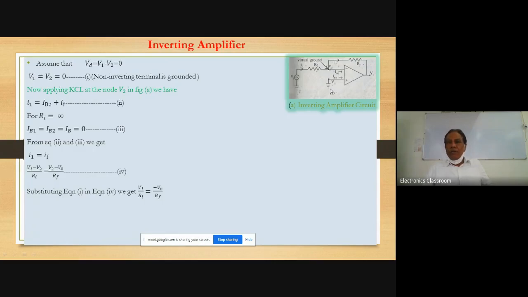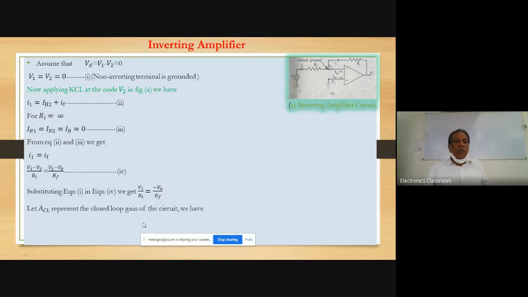V1 has 0 volt potential, means V2 has 0 volt potential. Why? Since V2 is a virtual ground point, according to the concept, V1 equal to V2 equal to 0, and V1 terminal is connected to the ground, that means it has 0 volt potential. V1 is 0, therefore V2 is 0, and therefore we can put the value of V2 equal to 0. या इक्वेशन मध्ये V2 ची किंमत 0 ठेवायची, जिथे जिथे V2 आहे तिथे. आणि फायनली, इथे V2 ची किंमत 0 ठेवली की we get Vi divided by Ri is equal to minus V0 divided by Rf.